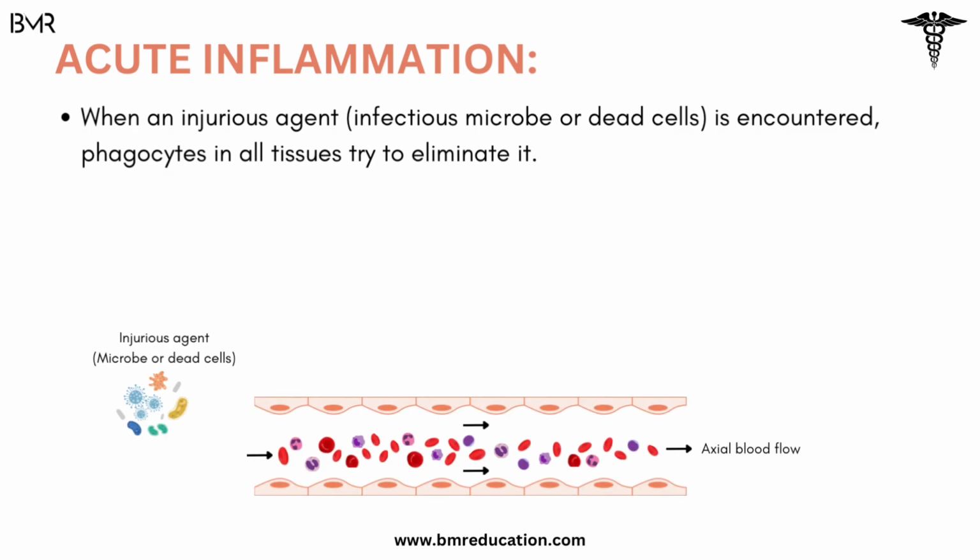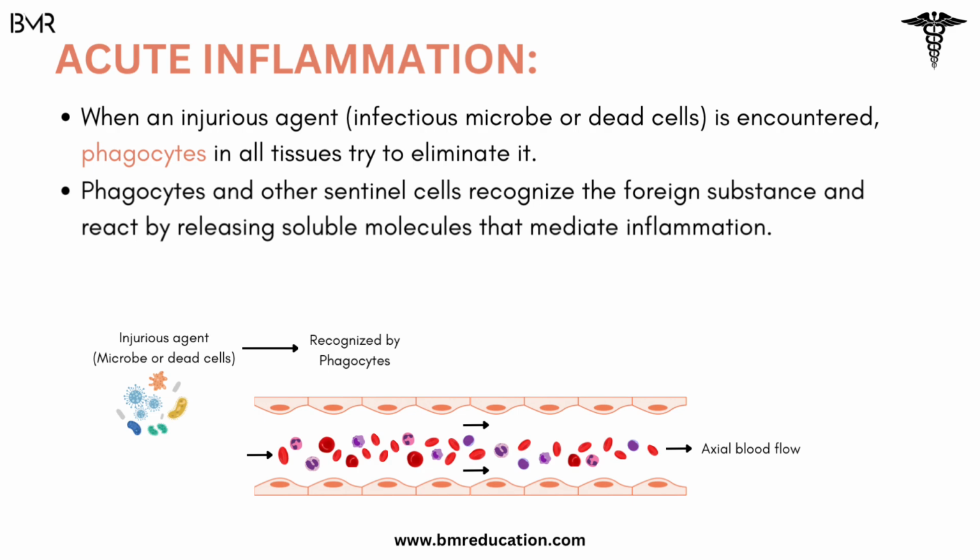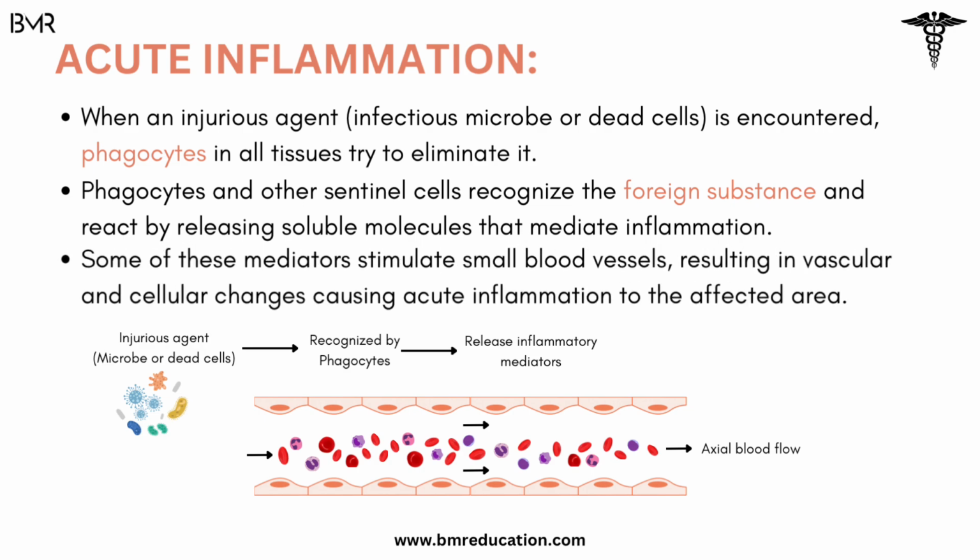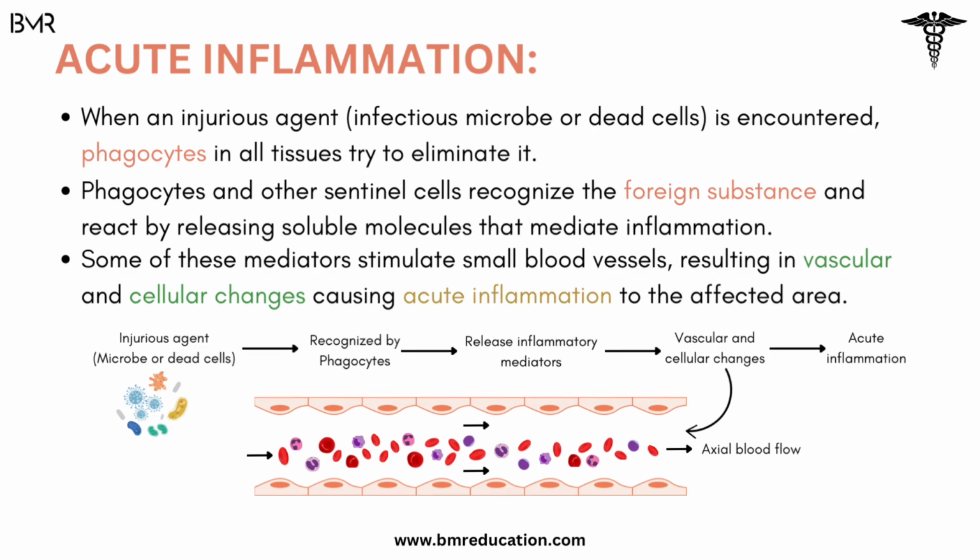When an injurious agent is encountered, phagocytes in all tissues try to eliminate it. Phagocytes and other sentinel cells recognize the foreign substance and react by releasing soluble molecules that mediate inflammation. Some of these mediators stimulate small blood vessels, resulting in vascular and cellular changes causing acute inflammation in the affected area.